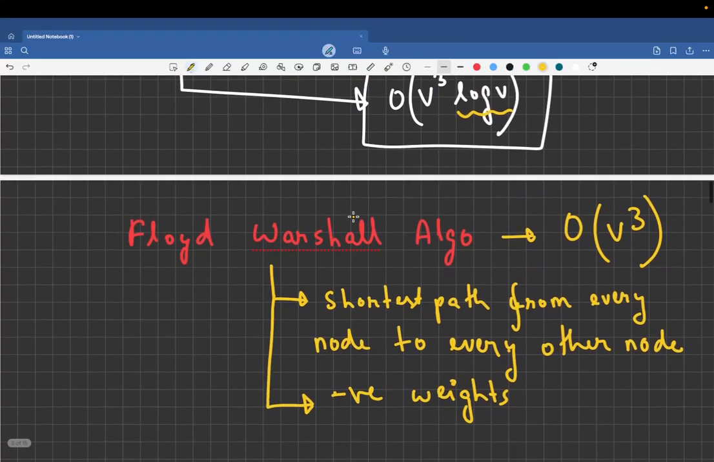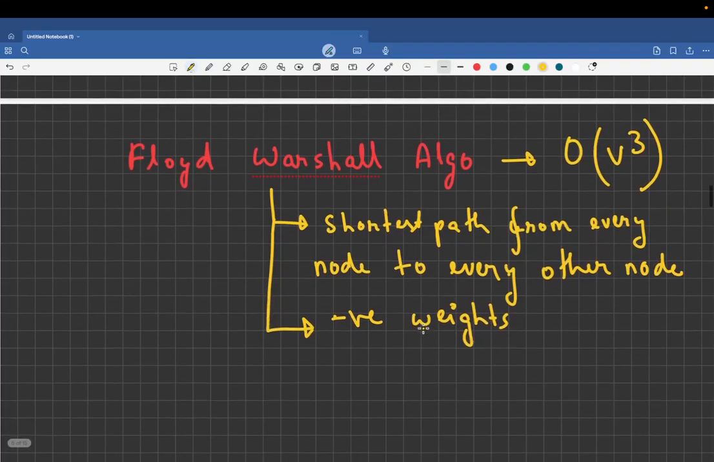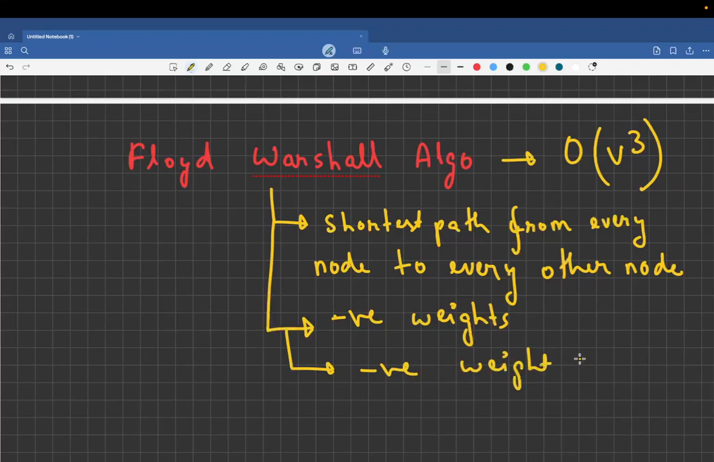You guys can refer to this, why Dijkstra doesn't work and why Floyd-Warshall works. Floyd-Warshall works for negative weights, but it does not work if you have a negative weight cycle. That is, a cycle is there and the sum of weights of all the edges in that cycle is negative. In that case, Floyd-Warshall does not work. But if there are negative weights and no negative weight cycle, Floyd-Warshall will work. And if you want the shortest distance from every node to every other node, Floyd-Warshall gives you that with a time complexity of O of V cube.